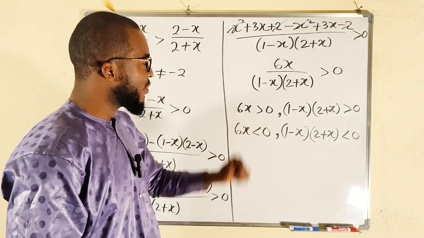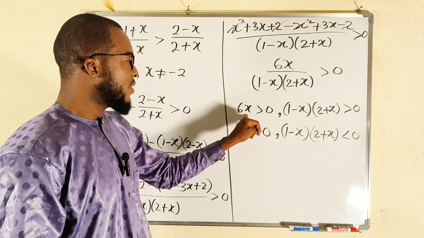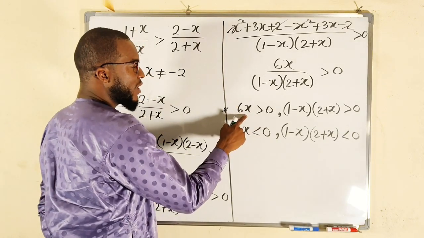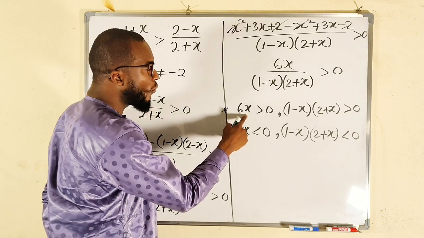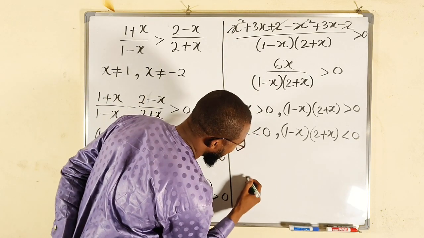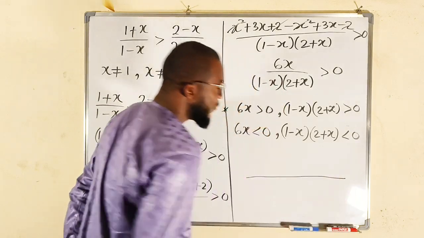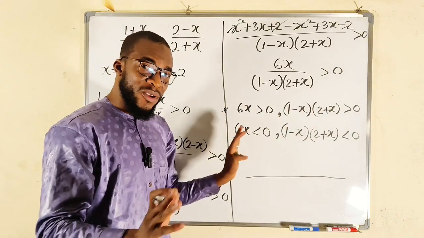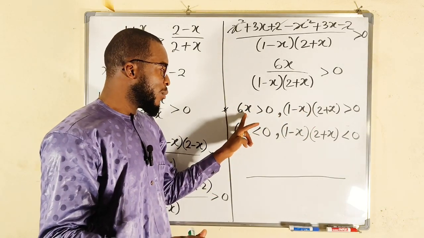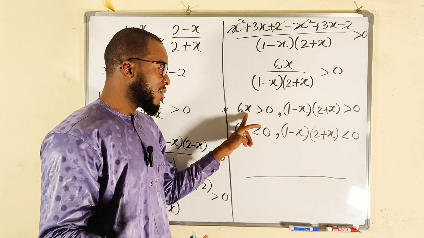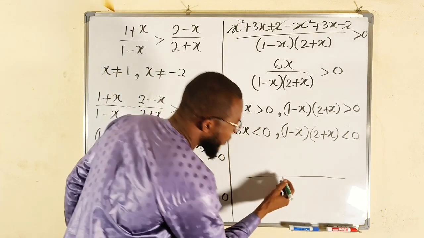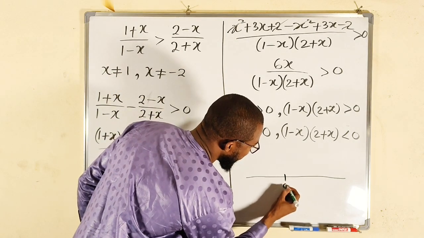So let us consider the first condition here. If we should consider this, we can use a number line, right? If we assume all of these are equations instead of inequalities, you can see that by dividing both sides by 6, x will be 0. So we are going to indicate 0.